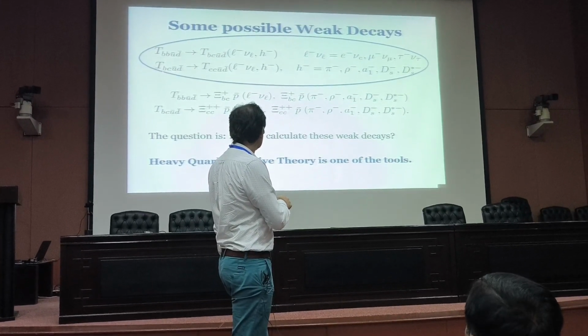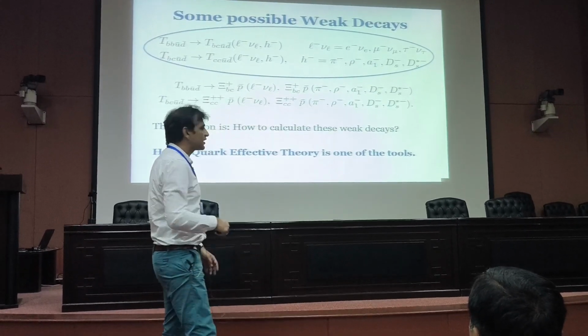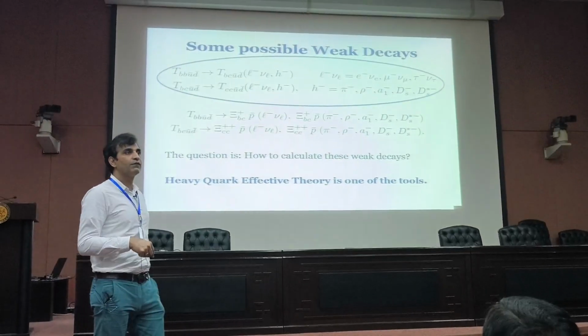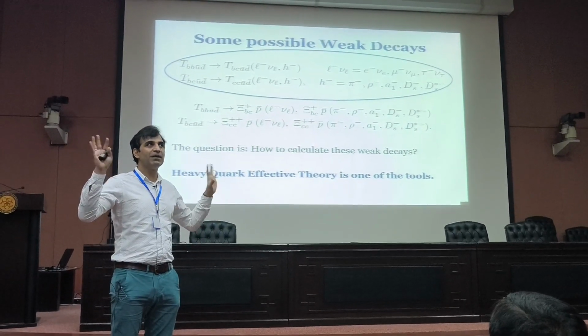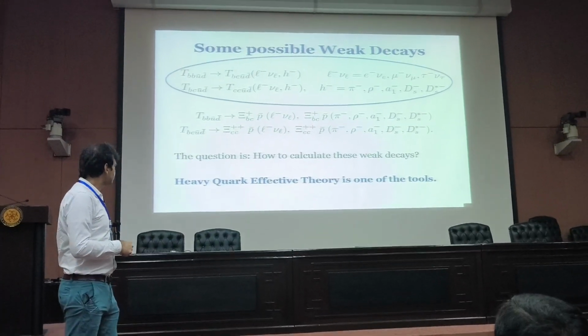BB and then we have BC. Again B goes to C, and in one case we have a double charm tetraquark state in the final state. In the other case we have a bottom charm tetraquark in the final state. So these are the doubly heavy tetraquark states, not singly heavy tetraquark states.